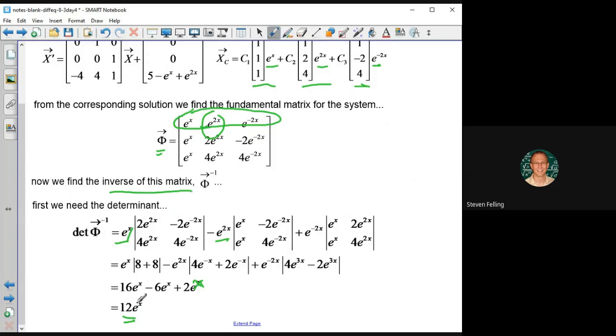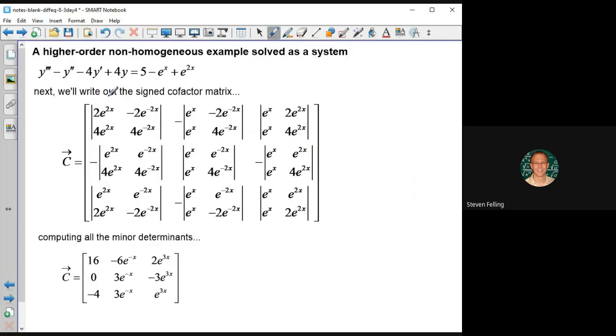Now we're still working on finding the inverse. We know that it's going to be 1 over this times the transpose of the cofactor matrix. Normally we would be at the point now where we would be reversing this and putting a negative here. But for 3 by 3, we have to find the cofactor matrix for this, and we have to take the transpose. So on the next screen here, I'm going to write out the cofactor matrix for that phi matrix.